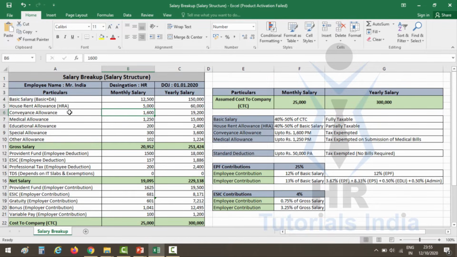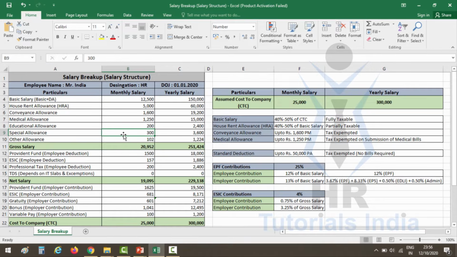Then comes conveyance allowance. As I have already mentioned, 1600 per month is tax exempted. So I have taken 1600 per month. Then comes medical allowance. I have mentioned here 1250 is tax exempted on submission of bills, so I have mentioned 1250 over here. Education allowance, as I mentioned, 100 rupees per child. So I have taken 2 children into consideration, so 200 I have mentioned over here.